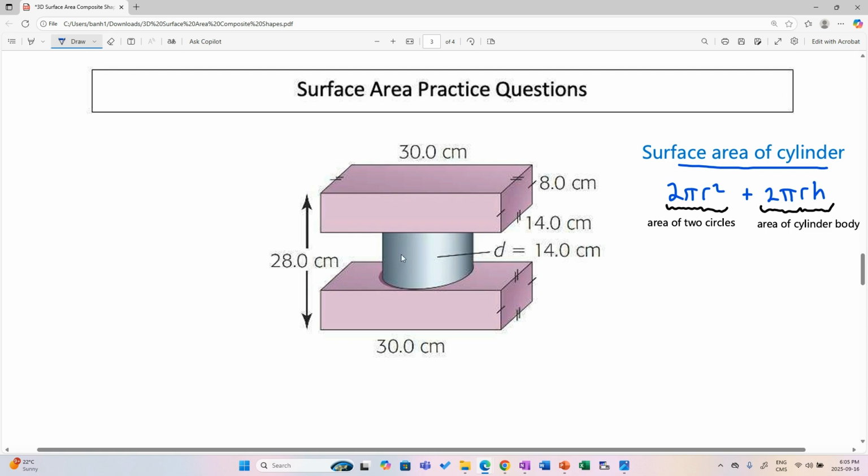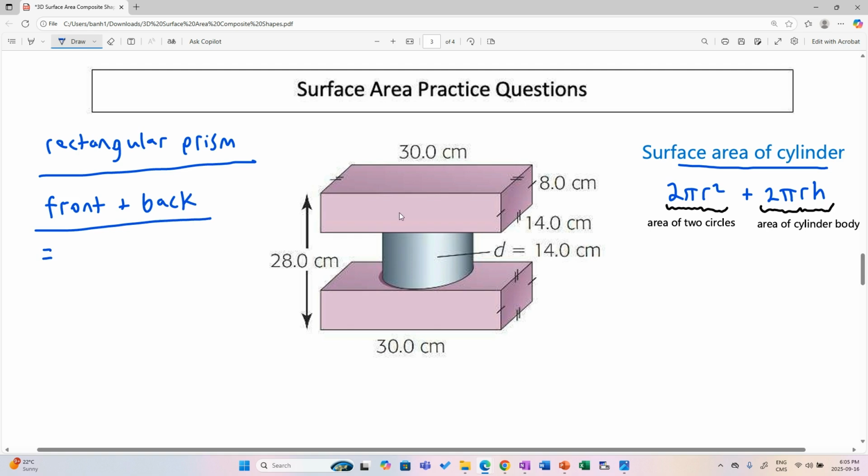Then you simply have to find the area of the cylindrical body and subtract it from the area of the two circles, because that is covered up. So let's start with the rectangular prism. For the rectangular prism, I'm going to start by finding the front plus the back.